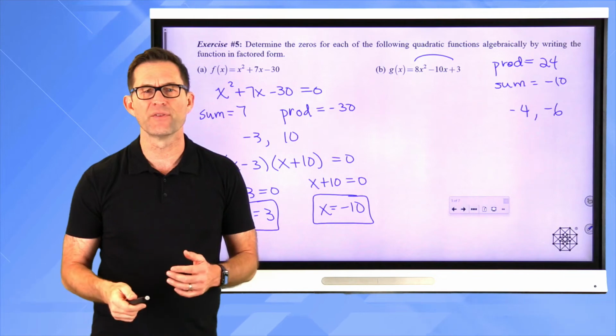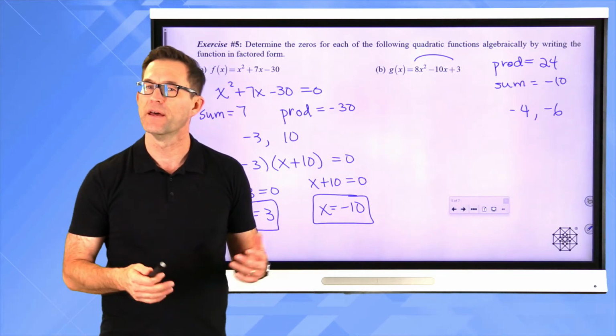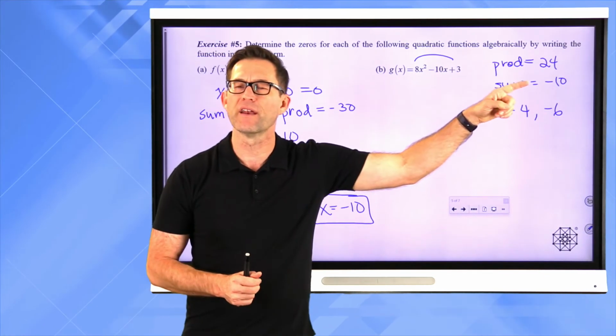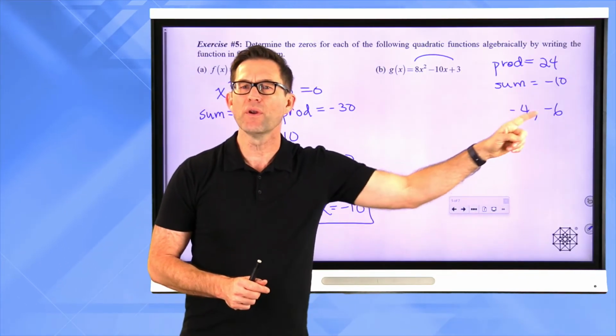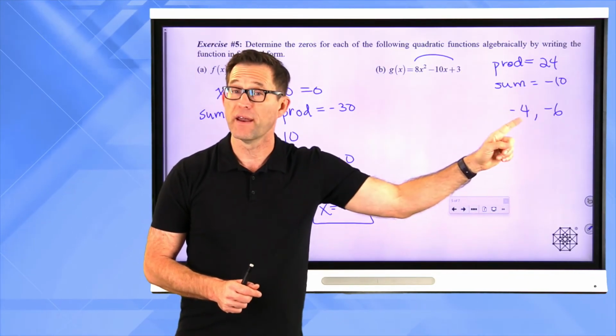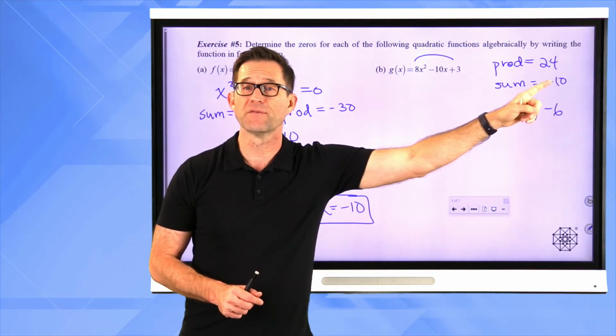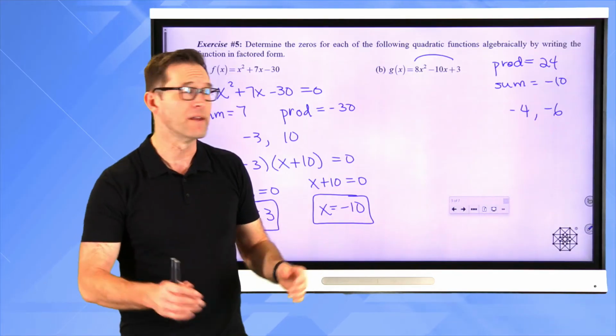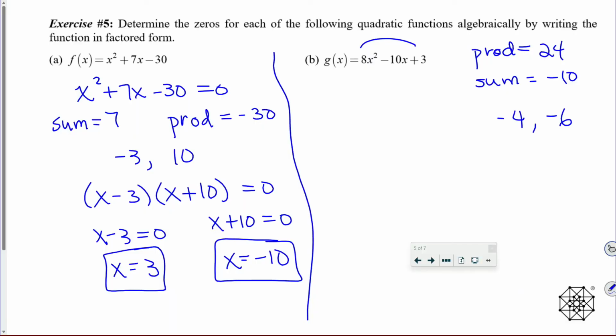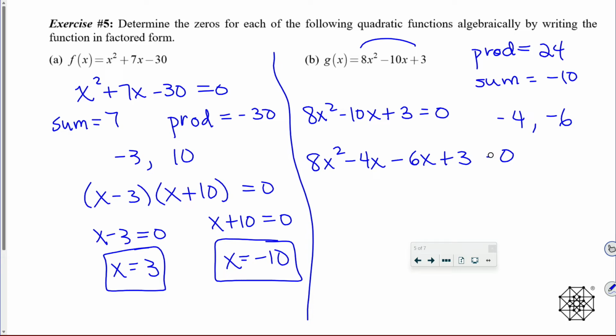And if I subtract the 2 and the 12, I'll get that -10. But I need to have a positive product and a negative sum, so my two numbers have to both be negative. And -4 times -6 is +24, and -4 plus -6 is -10. All right, that will now allow me to take my x squared minus 10x plus 3 equals 0, and break it up as x squared minus 4x minus 6x plus 3 is equal to 0.